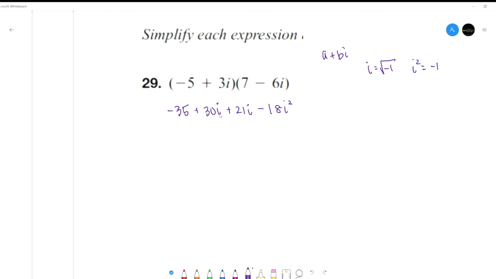Okay, so like I said, don't substitute i with square root of negative 1. You're substituting negative 1 for i squared though, right? So this is negative 18 times negative 1, right? Which is equal to positive 18. So we have negative 35 plus the positive 18, and then plus 30i plus 21i. So combine the like terms. If you do the first two, you get negative 17, and then you do the second two, you get 51i, right? Write the real part first, and then the imaginary part.